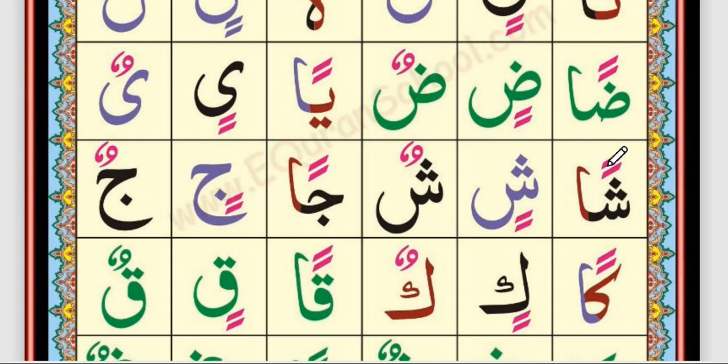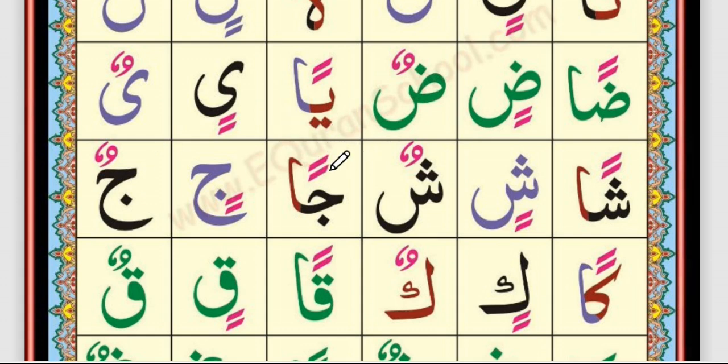Sheen, two zabar, shan. Sheen, two zer, shin. Sheen, two pesh, shun. Shan, shin, shun. Jeem, two zabar, jan. Jeem, two zer, jin. Jeem, two pesh, jun. Jan, jin, jun.